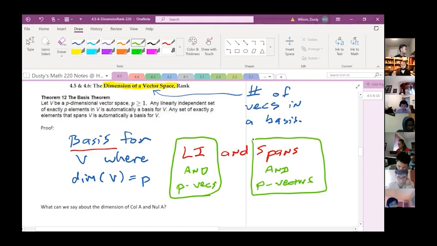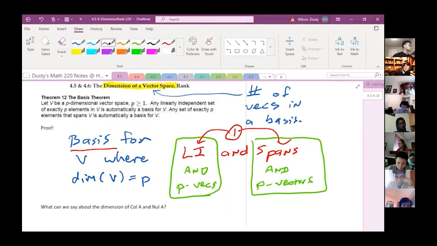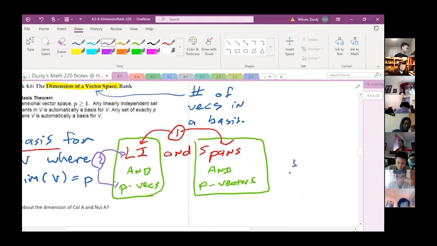So we now have three ways of showing that we have a basis. Way one to show something is a basis is we could show that it's linearly independent and spans. That would be enough to tell us we have a basis. Way two to show we have a basis is to show that it's linearly independent and there's p vectors in that space. And way three to show we have a basis is to show that it spans, and again, that we have p vectors.